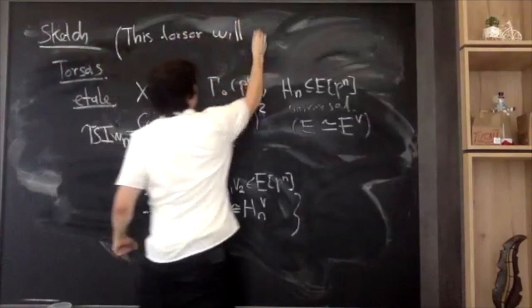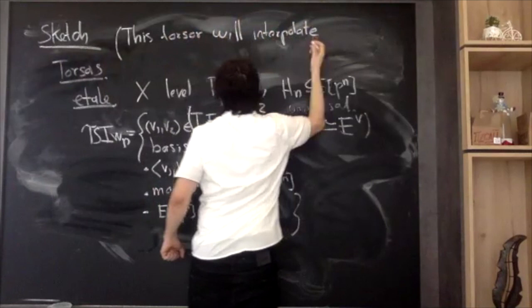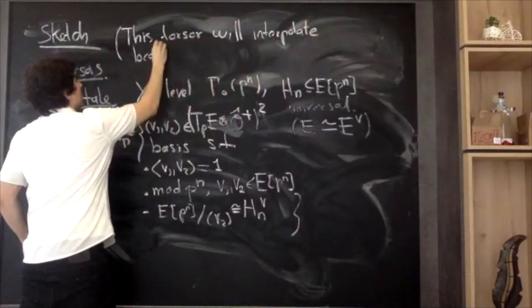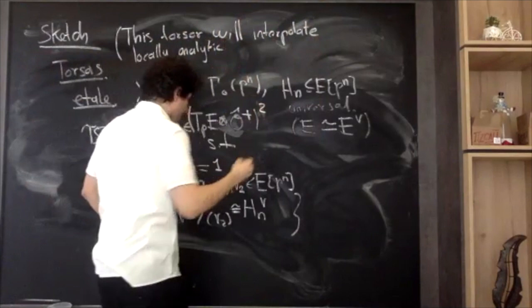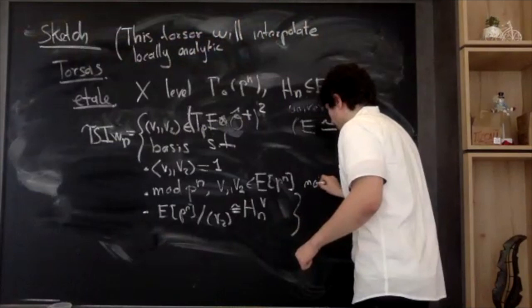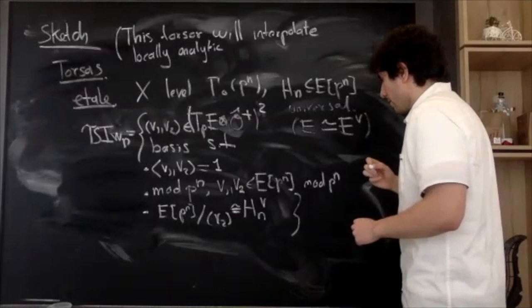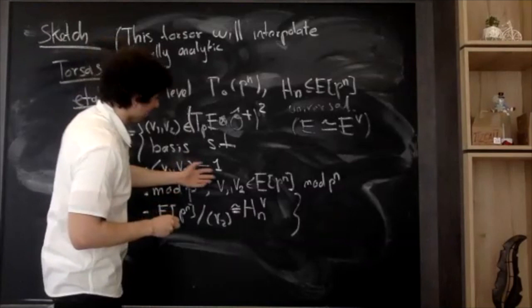Interpolate locally or locally analytic. So, are you requiring that V1 mod p^n be in H_N, or is that not part of the condition? Sorry? Are you requiring that V1 mod p^n be in H_N? Sure. I want the two to be in the p^n torsion of the modular curve mod p^n.